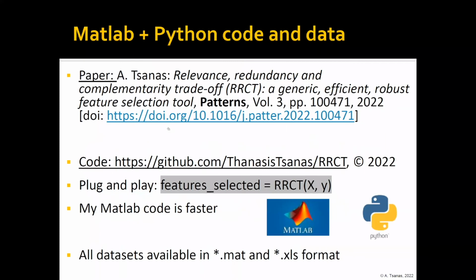In terms of the code, so the paper is here. I provide the link so that you can download if you're interested. The code is actually in my GitHub, and the great thing is that it's really plug and play. So essentially what you run is the command RRCT in Python or MATLAB. All you have to insert is the design matrix and the outcome in your data set, and this will spit out the actual features that the RRCT is identifying as the correct features for that problem.